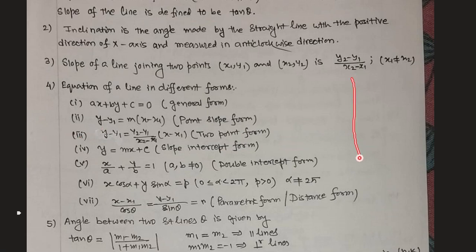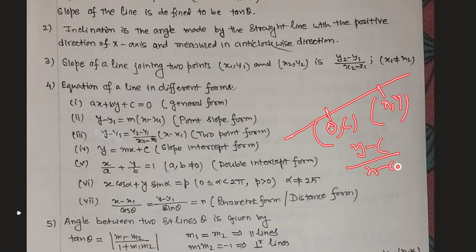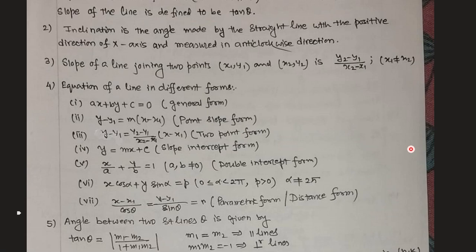Suppose your line has angle theta and cuts the y-axis at the point 0, c. So one point and the angle are known. We take any arbitrary point x, y on the line. Then y minus c by x minus 0 is nothing but the slope. From here, after cross multiplication, you get y equals mx plus c. This is known as the slope intercept form.